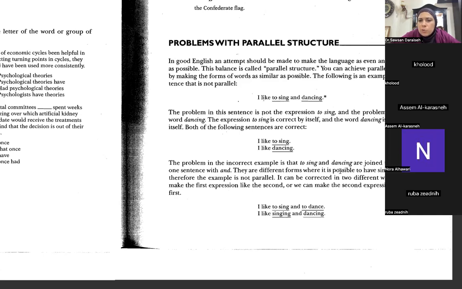They are different forms where it is possible to have similar forms. And you can have similar forms. Why do you make different forms? Why do you compose different forms? Don't do that. Therefore, the example is not parallel, we say. It can be corrected in two ways.